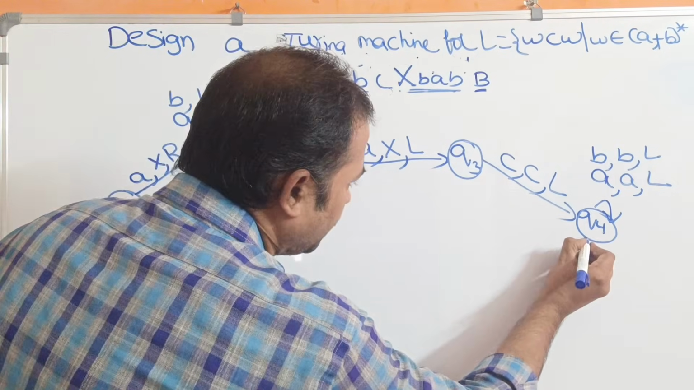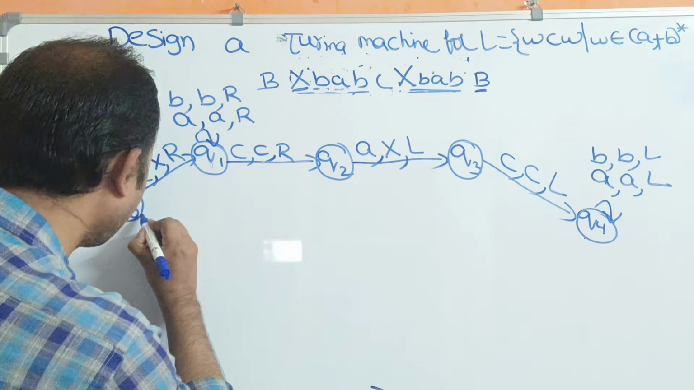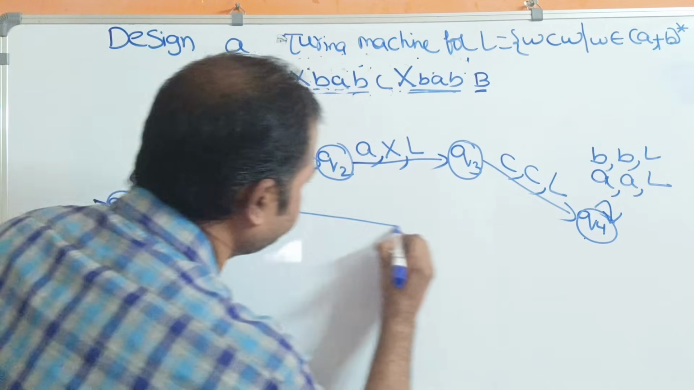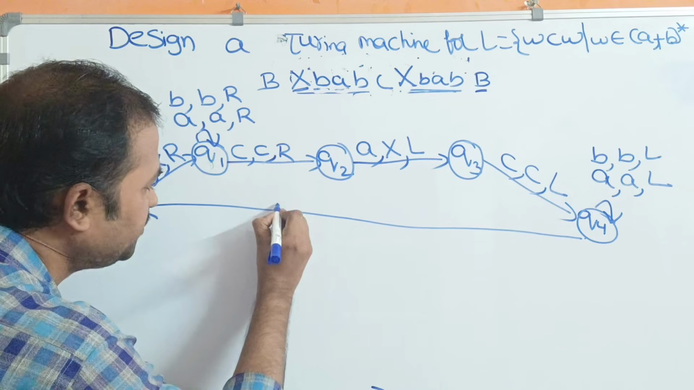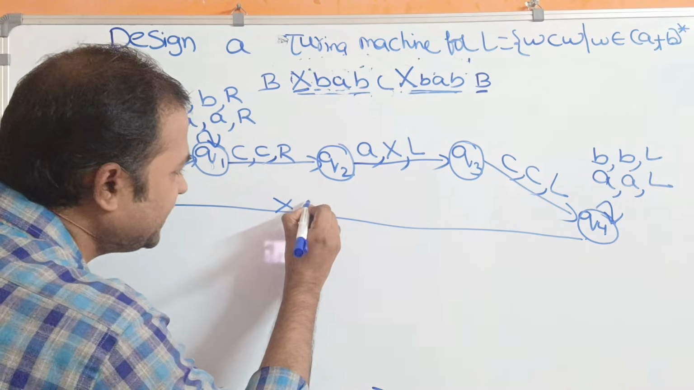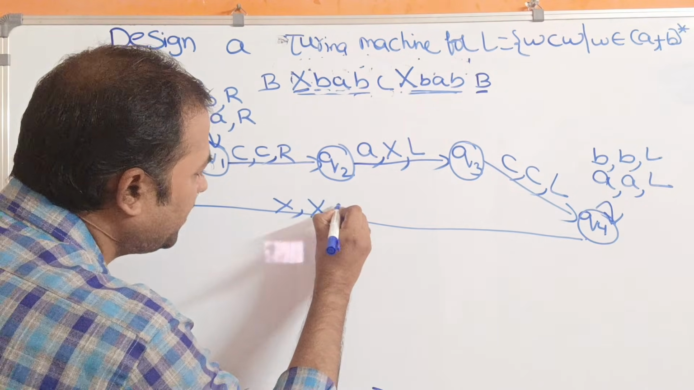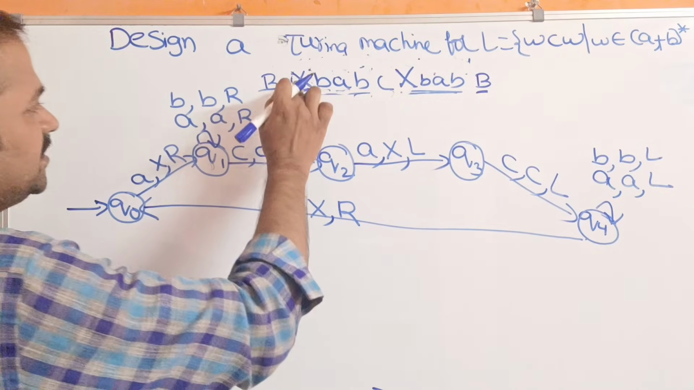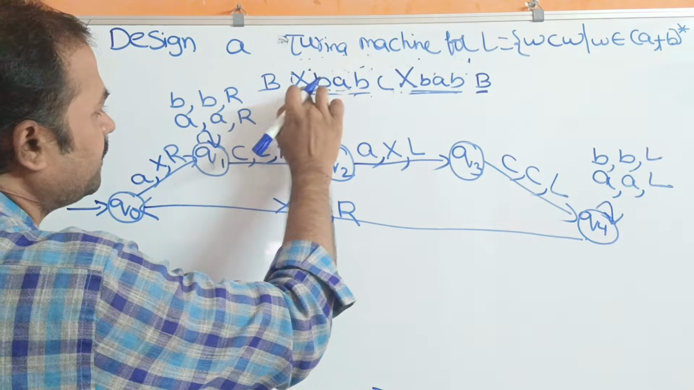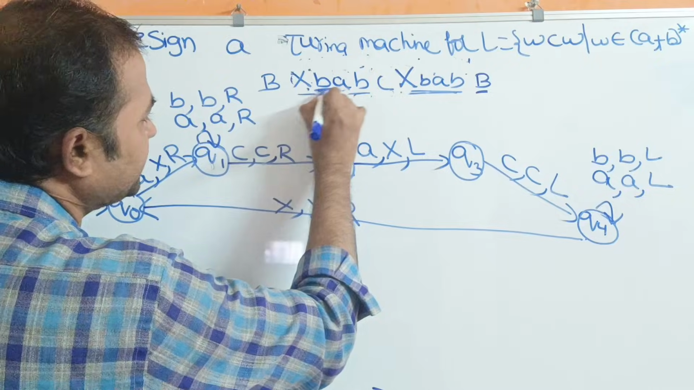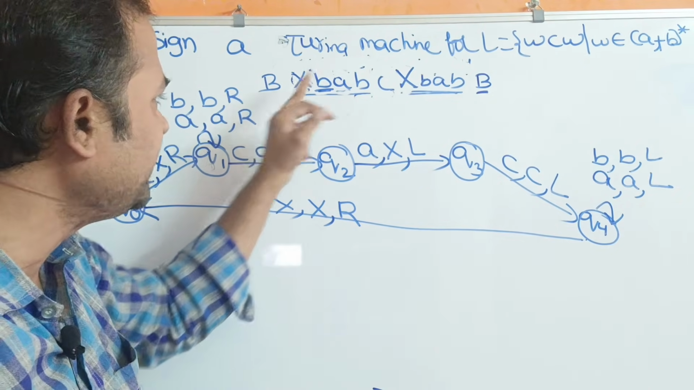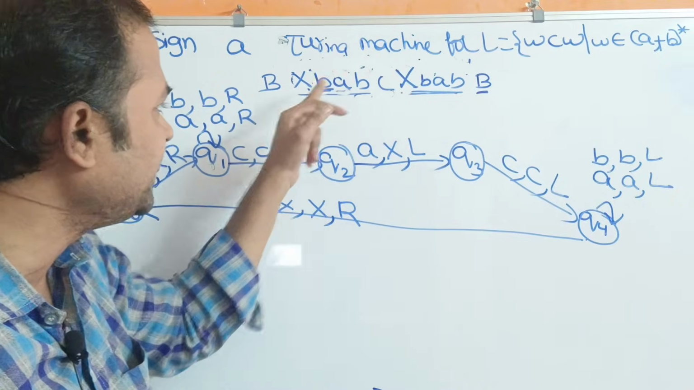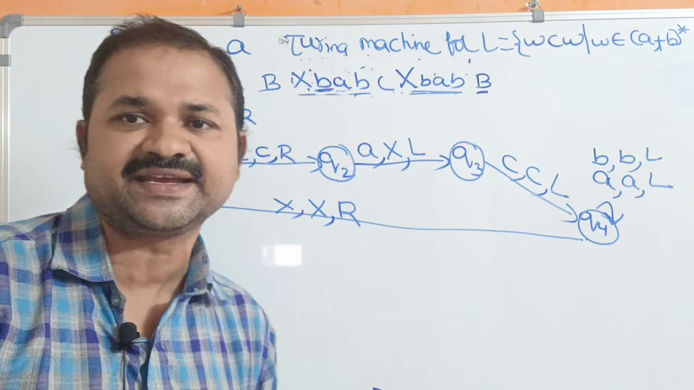On Q4, if we read X, now we are at X. On Q4, if we read X, then keep it as X only, but move the head towards the right. So now we are at the second character, B. This A is replaced by X.